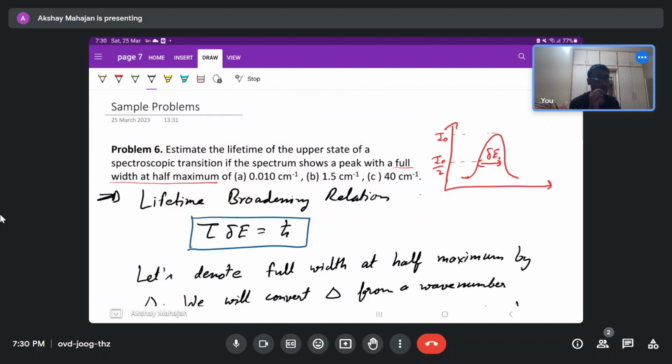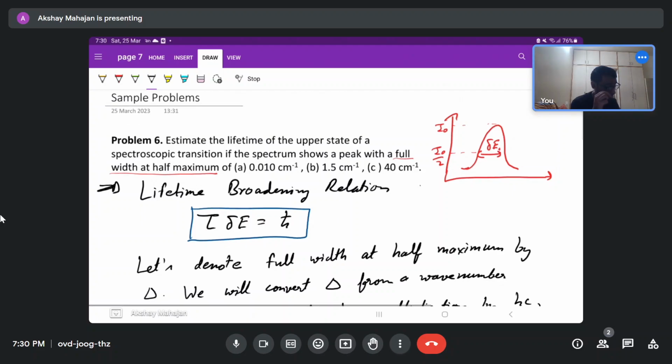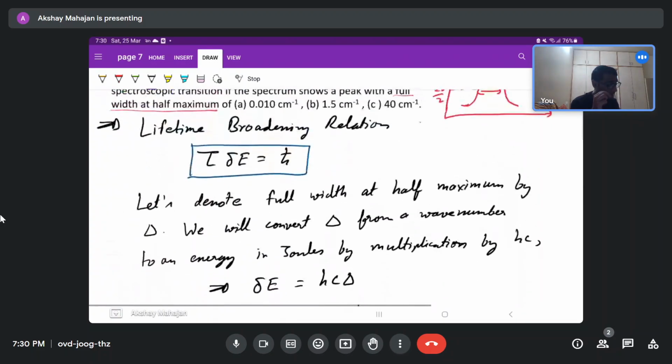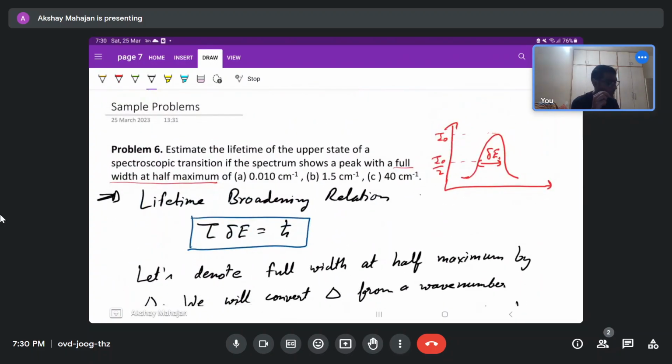We will see broadening in our spectroscopic data. For the spectroscopic peak, there will be a higher broadening. This full width at half maximum, this broadening, this delta E will be larger as the lifetime of our state is decreasing. That's why the broadening will increase, or the uncertainty in the energy of that state will increase. So we can see that from this relation, from this problem as well.